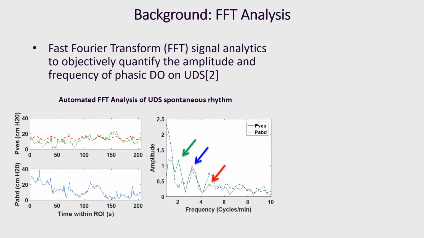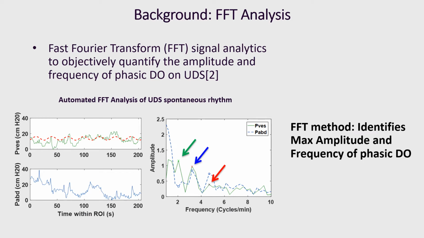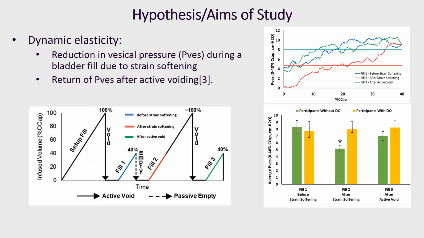Background, in terms of our first development, which is FFT Analysis. Fast Fourier Transform, or FFT signal analytics, were used to objectively quantify the amplitude and frequency of Detrusor Overactivity during urodynamics in an automated method. And what this developed was an FFT method to identify the maximum amplitude and frequency of phasic Detrusor Overactivity.